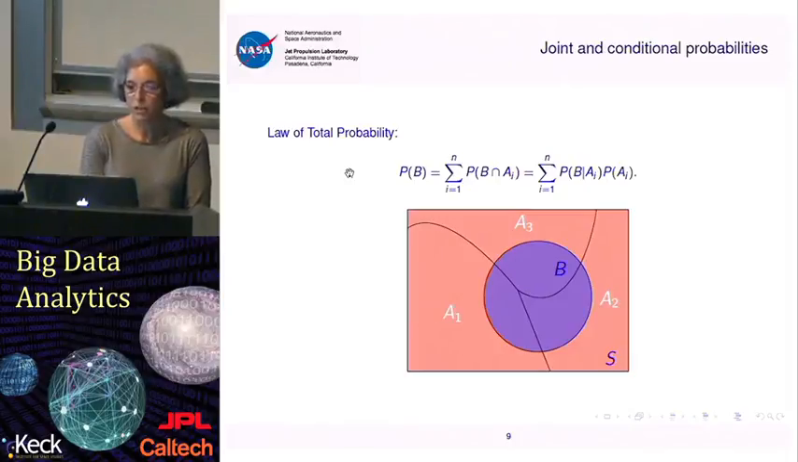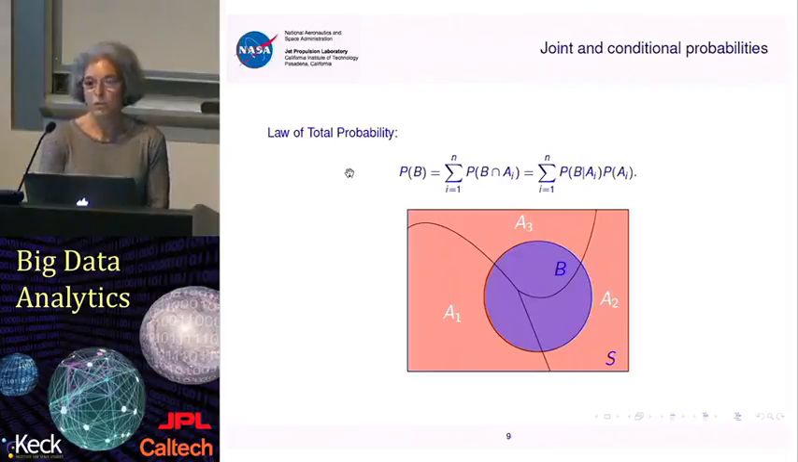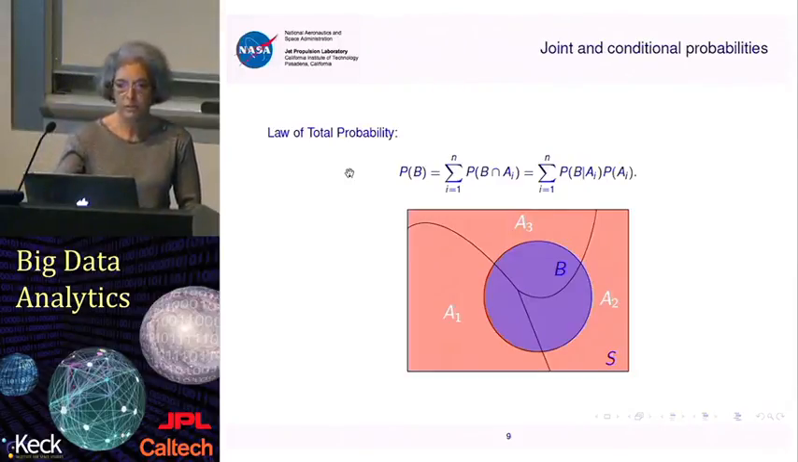And this should make some kind of intuitive sense. And in fact, that is nothing more than the definition of conditional probability that we saw on the earlier slide.